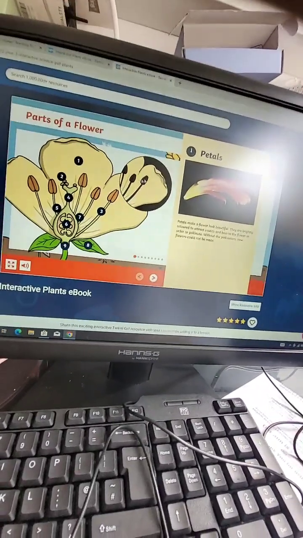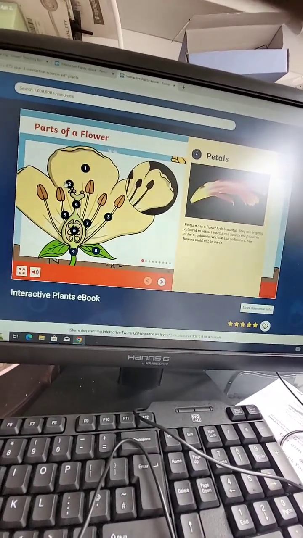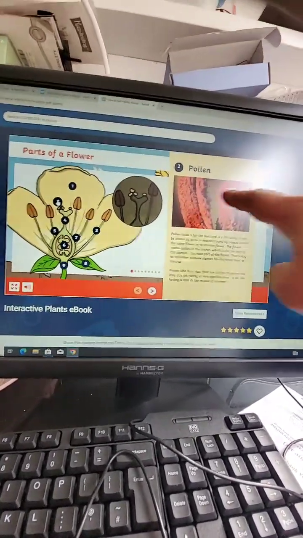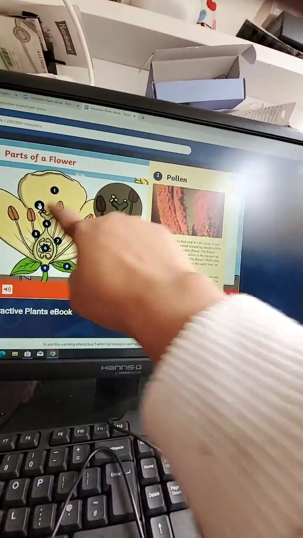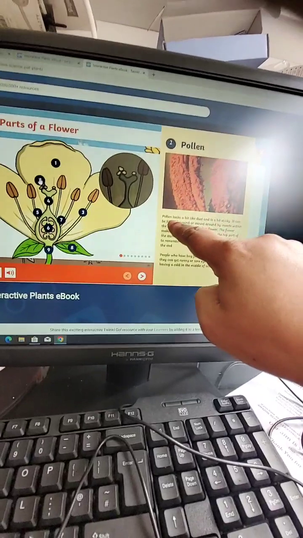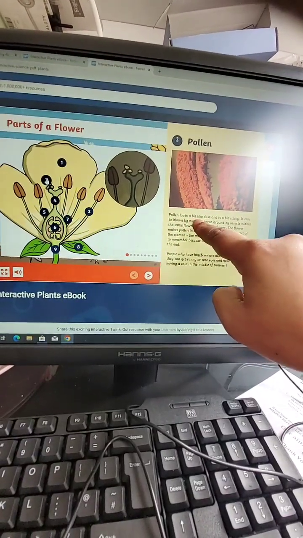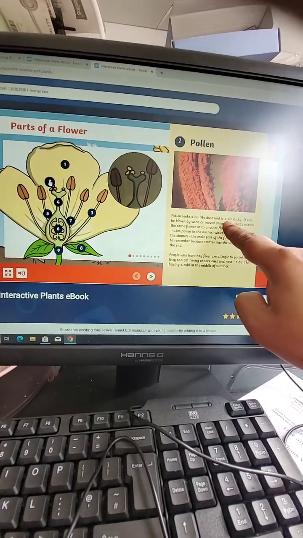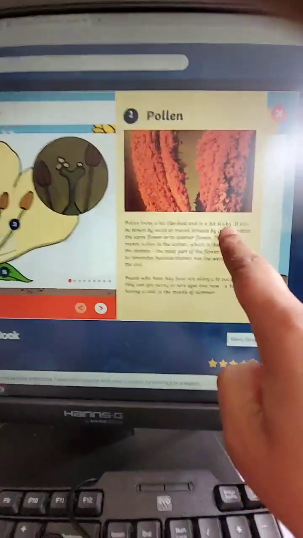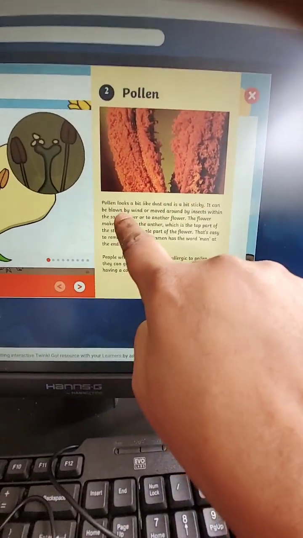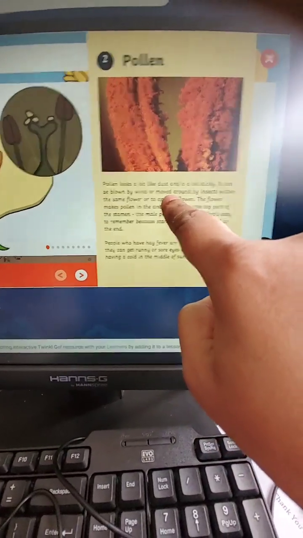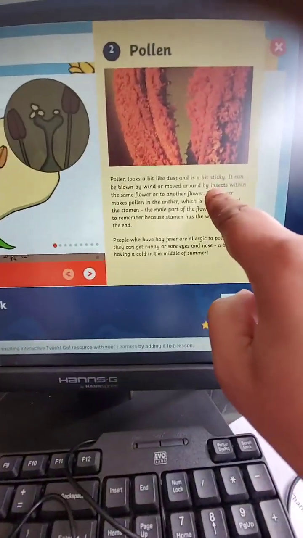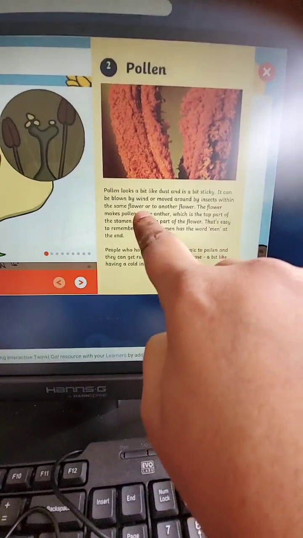Now go to number two. Let's trace it. So what is this? This is pollen. Pollen looks a bit like dust and is a bit sticky. It can be blown by wind, or moved around by insects, from one flower to another flower.